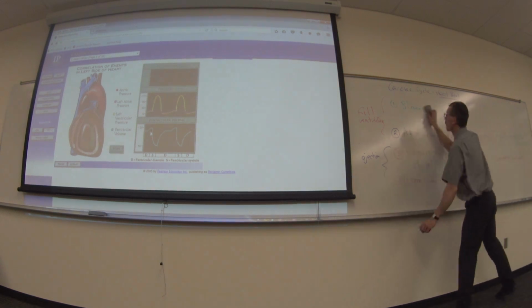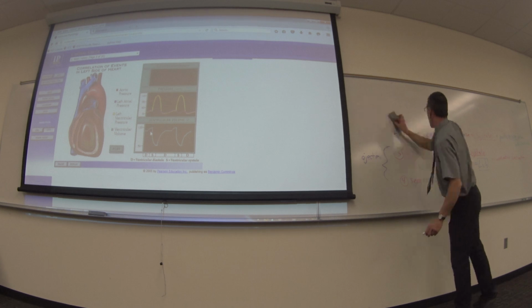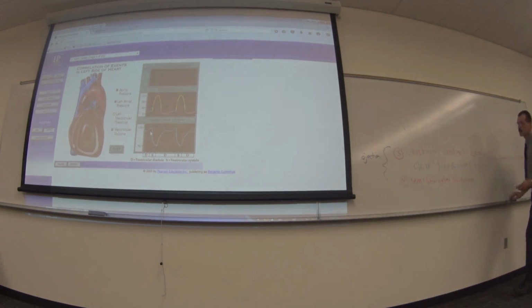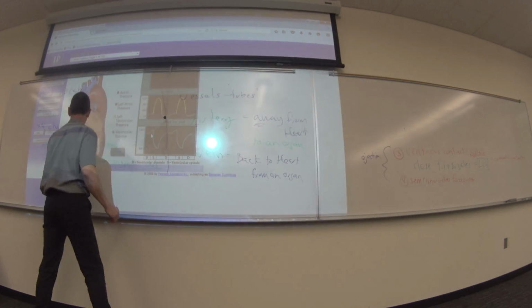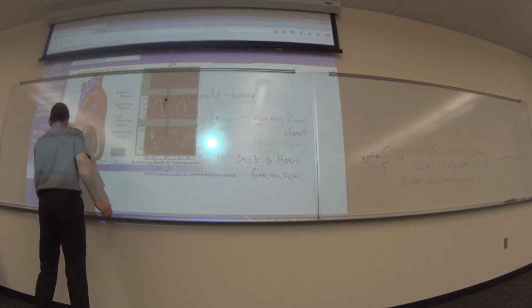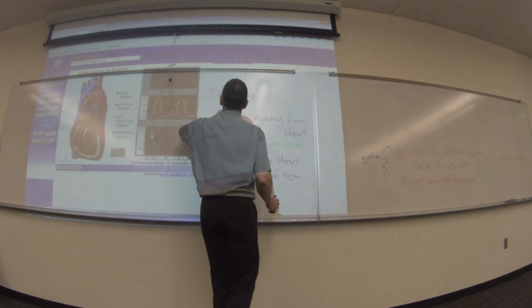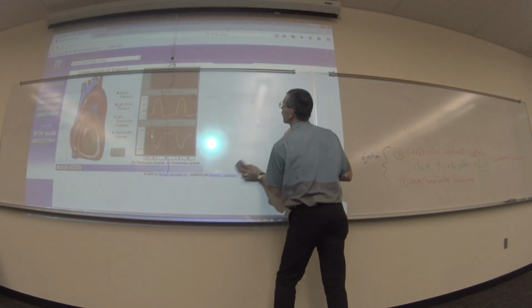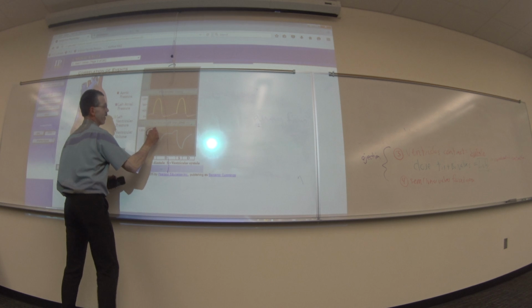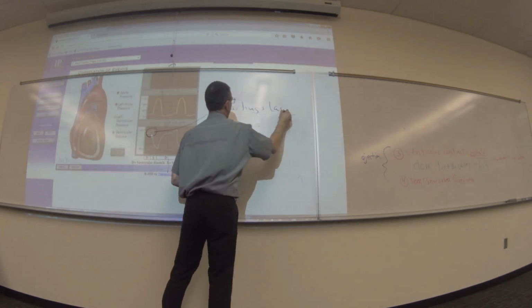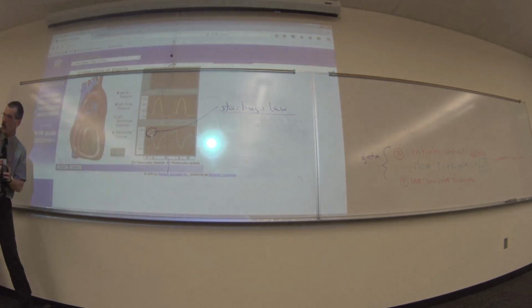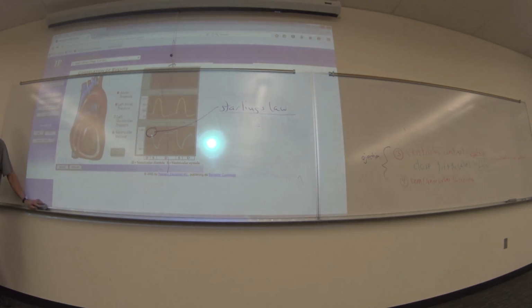Let's write this down. Let's do Starling's law. Actually, I should do it over here. I'll put it on the board. I shouldn't have erased all that. Okay, this little peak is called Starling's law, or is an effect of Starling's law of the heart. Remember Wolff's law from 231? What did Wolff say? If you stress a bone, it has to get stronger to not break. Starling said the same thing about the heart.